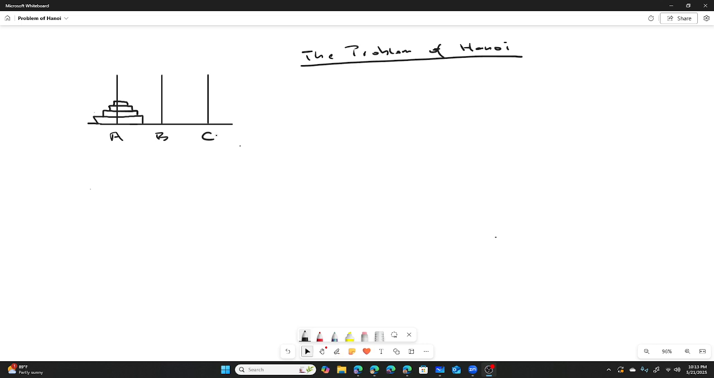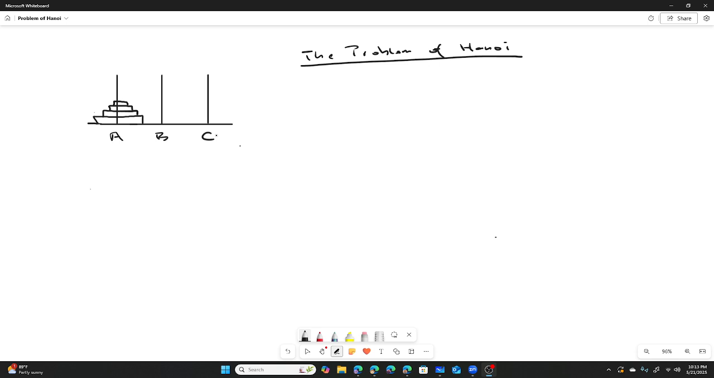Okay, guys, today we're gonna go over this problem called the problem of Hanoi. So there are three pins. Let's say the first pin is A, second pin is B, third pin is C. In pin A, there is n number of discs.